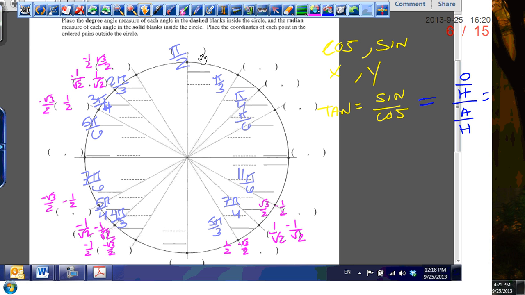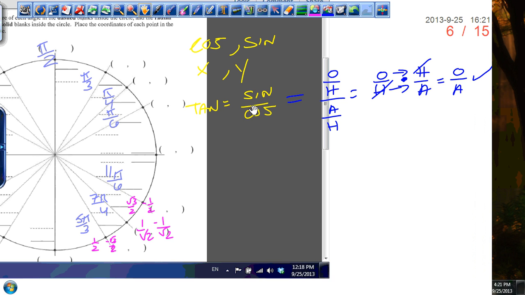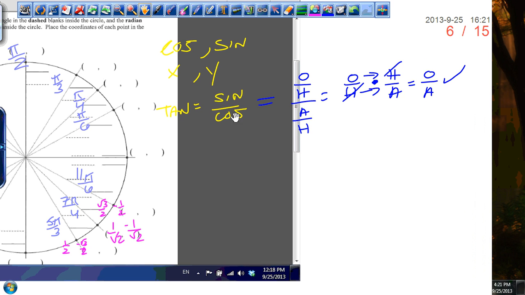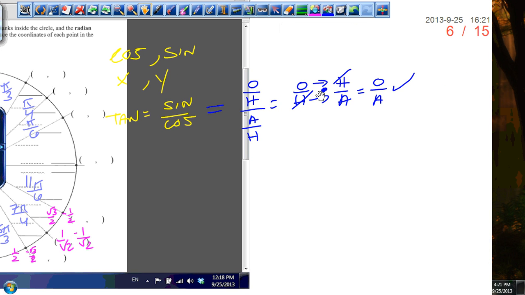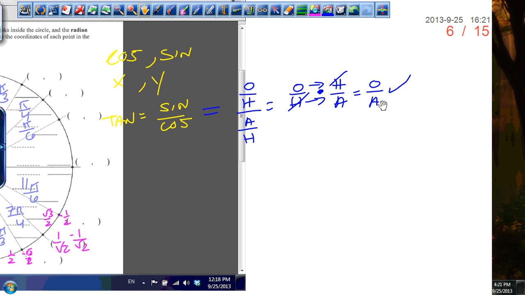Last thing I want to talk about is why tangent is sine over cosine. Tangent is the same thing as sine over cosine. That may help on tonight's homework because sine is opposite over hypotenuse, cosine is adjacent over hypotenuse. So when you divide by a fraction, you flip the sign, so now we're multiplying, and you flip the second one, the keep, change, flip thing from junior high. When you do all that, you get opposite over adjacent, and that's what tangent is.